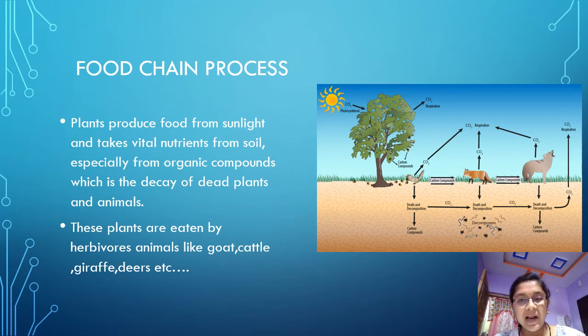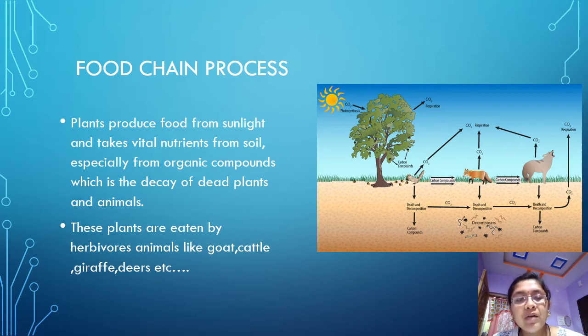You can see the plant is absorbing the nutrients, means the organic compounds, the decay of the dead animals, which will be absorbed by the plant from soil. The nutrients will be absorbed from soil and light will be absorbed from the sun. And this way, in the form of photosynthesis, they'll be producing fruits, vegetables, and those will be eaten by humans and animals. Okay, like the herbivorous animals will be eating the plants. Herbivorous means plant-eating animals are called herbivores, like goat, cattle, giraffe, deer, etc.